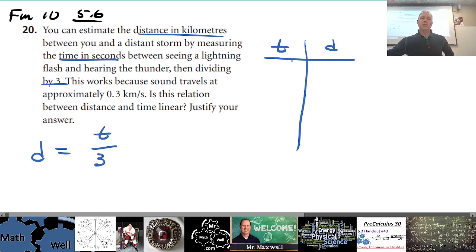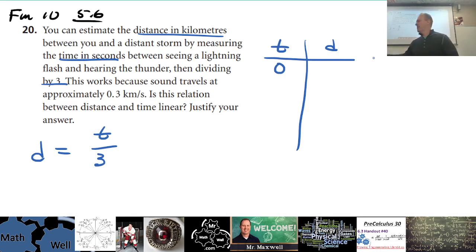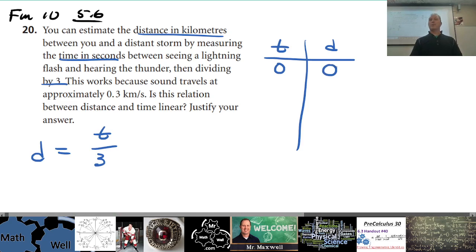Okay? So if I pick 0 seconds, does that even make sense? You might not want to put 0 seconds in there because, does that even make sense? If there's 0 seconds between the lightning flash and the sound, that means that you just got struck by lightning and the distance between the lightning and the storm is like 0. Okay? So if you don't want to use that one, I understand.